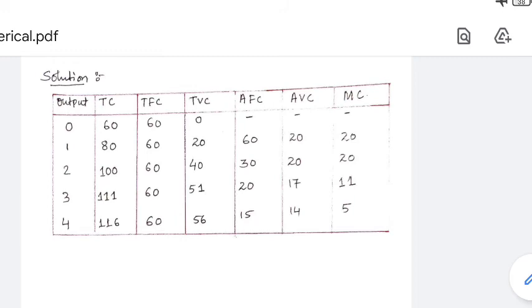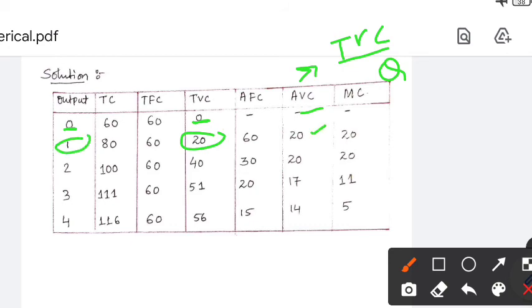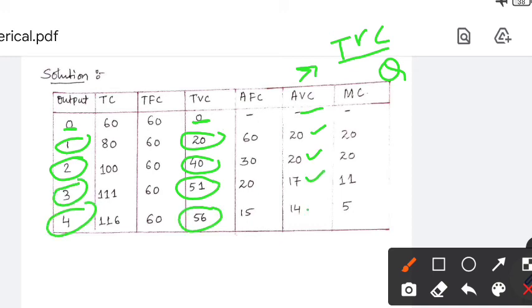Now we will find AVC. So what is the formula for finding AVC? The formula is TVC by Q. Similarly, here the first TVC was 0. So 0 divided by 0 is a dash. Then 20 divided by 1 is 20. Then 40 divided by 2 is 20. 51 divided by 3 is 17. Then 56 divided by 4 is 14. So this way we got our AVC.